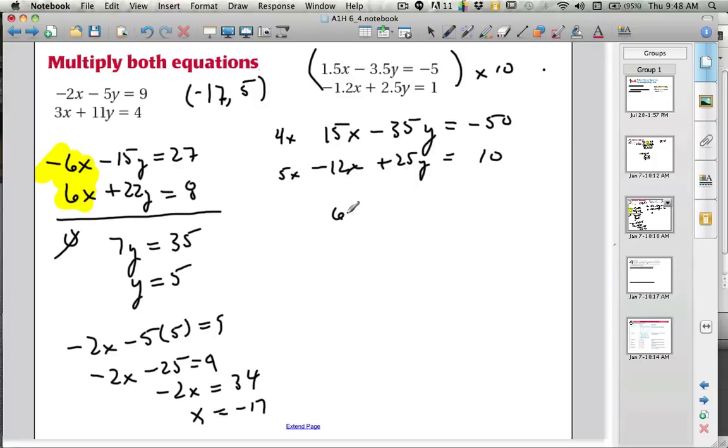So I'll have 60x minus 140y equals negative 200. And here I'll have negative 60x. That's what I wanted. These are opposites. They're going to drop out. 5 times 25 is 125. And 5 times 10 is 50.